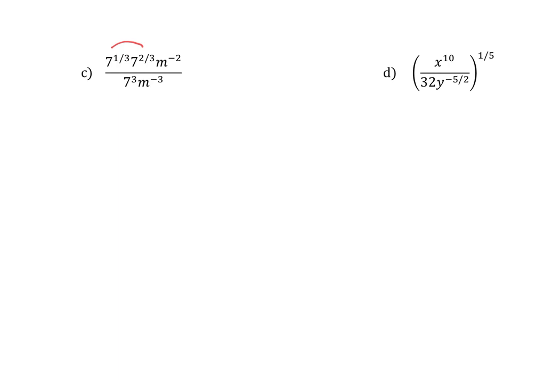So if I were to combine same base, what we're going to do here is we're going to add our exponents, right? So it's 1/3 plus 2/3 is 3/3, which is just 1. So this becomes 7 m to the negative 2 over 7 to the third m to the negative 3.